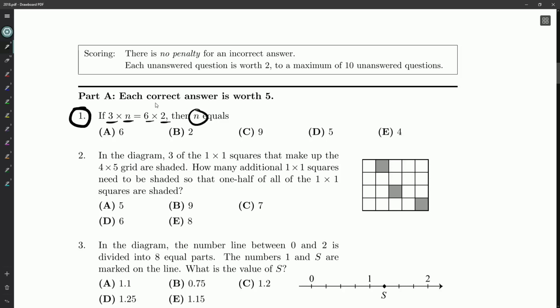Okay, so you might reach for your calculator. I really hope you don't, because you should hopefully be able to do this in your head. 6 times 2 is 12. 3 times n, well, what times 3 is 12? 4 is going to be your answer, and it's going to be E.